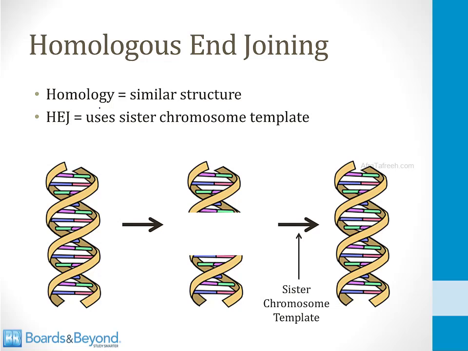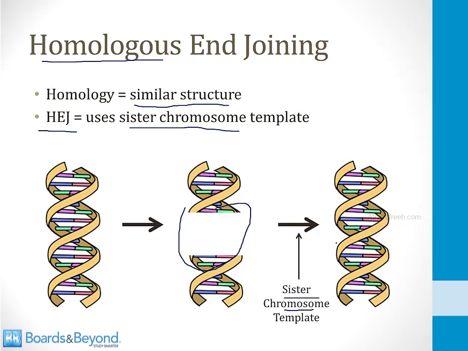The first DNA repair system we'll discuss is called homologous end joining. So homology means a similar structure. So homologous end joining uses a similar structure, in this case a sister chromosome, as a template to repair a double-stranded break. And I've depicted this at the bottom of the screen. There's a double-stranded break in DNA. The sister chromosome is used as a template, and the double-stranded break is repaired.